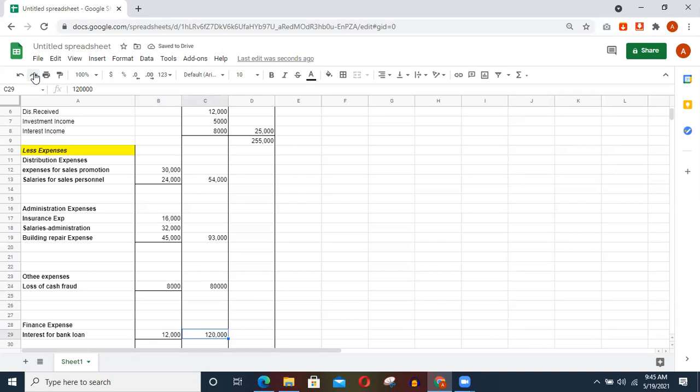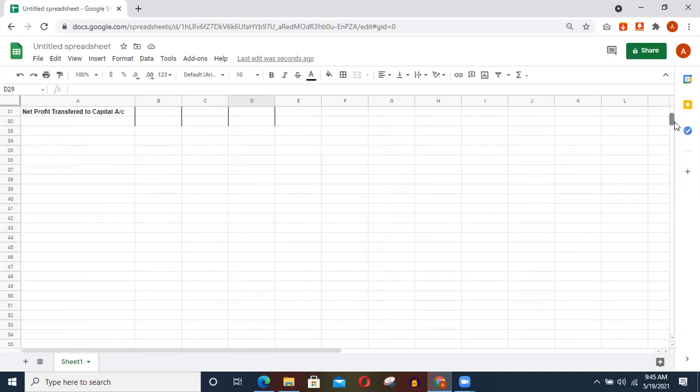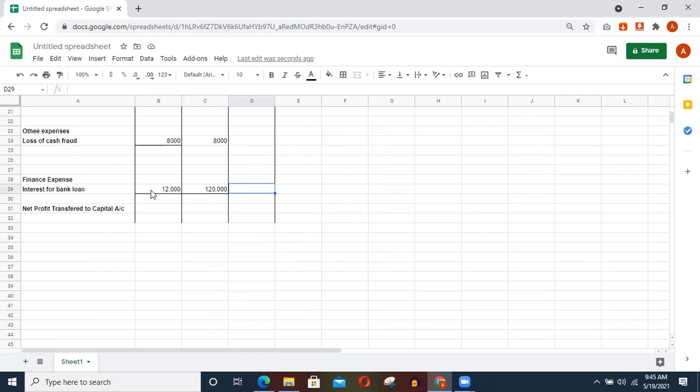So once you are done with this, you have to draw a tiny line for the 120,000 as well. Since that is the last part, you have to draw a tiny line. Hold on. So once you are done with all this, you draw a tiny line for the finance expense in the second column as well.